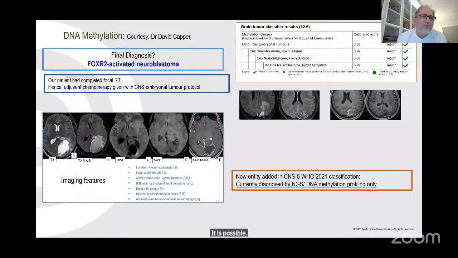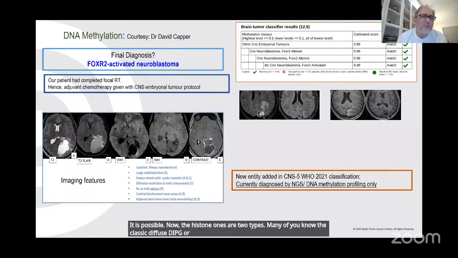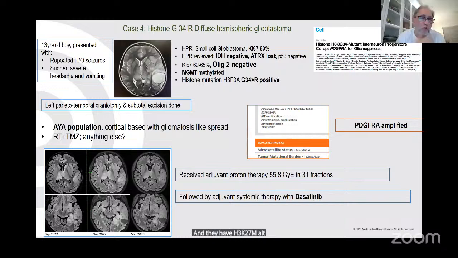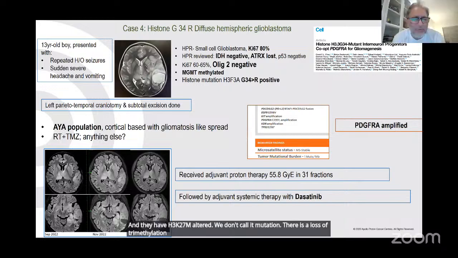Now, the histone ones are two types. Many of you know the classic diffuse DIPG or pontine gliomas. Now we call them diffuse midline gliomas, can be in the thalamus, can be in the spine, can be in the medulla. And they have H3K27M altered. We don't call it mutation. There is a loss of trimethylation, but it can be altered. And there is another molecular function called EZIP. But that, I think most of the people know.